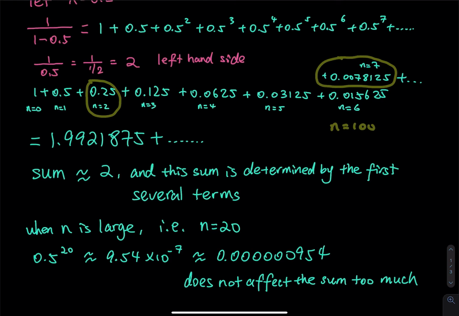If you put this back to a decimal, that is 0 point followed by zeros and then 954, which is very close to 0, right? When you add numbers like that to the sum, that doesn't affect the sum too much. So you still get 1.99 something, right?